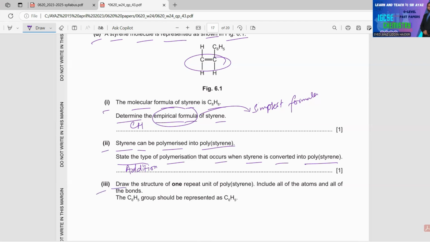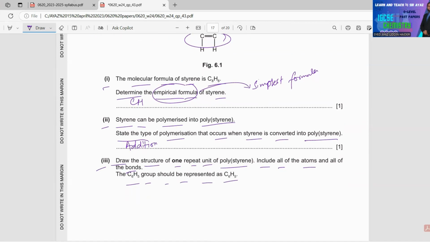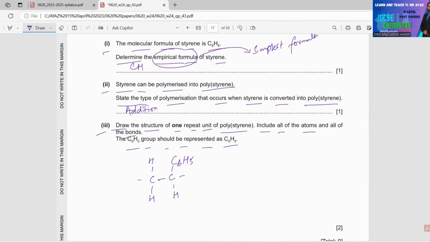Last part. Draw the structure of one repeat unit of polystyrene. Include all of the atoms and all of the bonds. The C6H5 group should be represented as C6H5. So it's very easy. You simply have to remove the double bond. So all the bonds become single and C6H5 will remain like this. And this will be the one repeat unit. They ask you to show only one repeat unit.